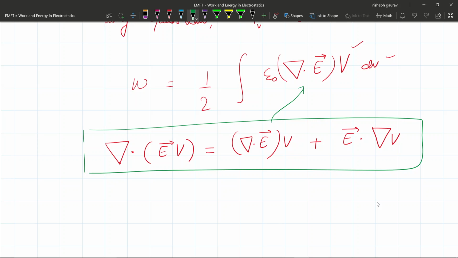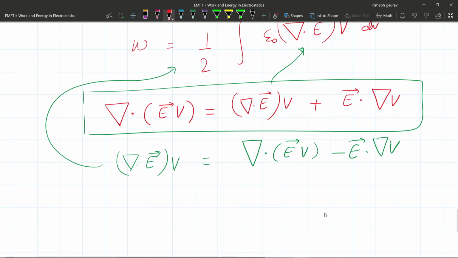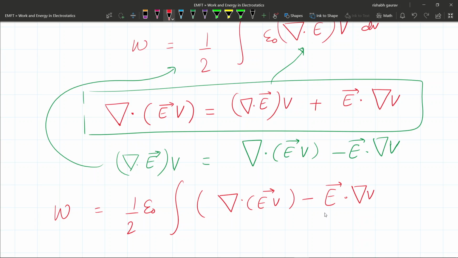So if we see, we have got the same term here, then we can write del dot E times V equals del dot (EV) minus E dot del V. Now putting this relation in this equation for the total energy, we can write W equals half, taking epsilon naught outside, integral of del dot (EV) minus E dot del V, dV.